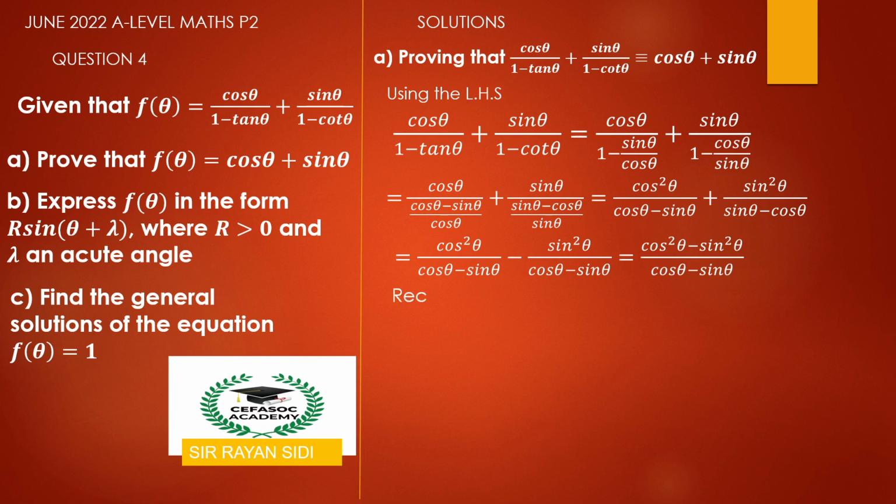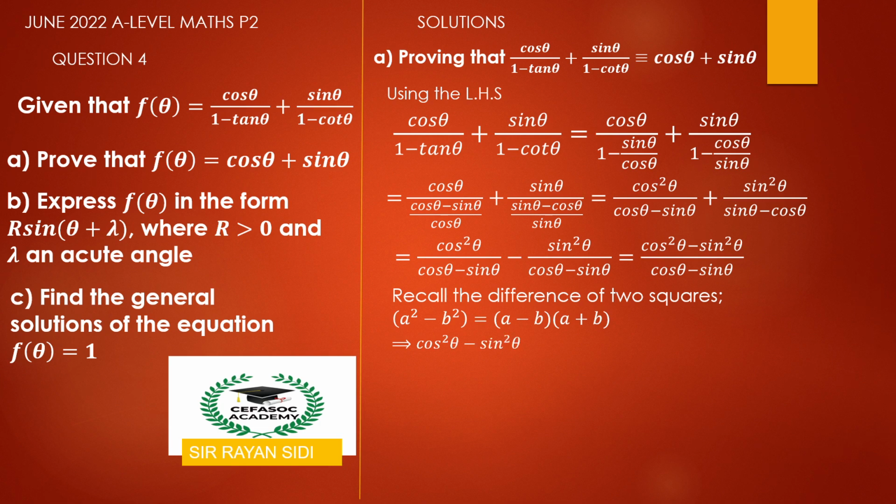From there, you recall the difference of two squares. The difference of two squares says that a squared minus b squared is equal to a minus b all into a plus b. So if you consider cos theta to be a and sin theta to be b, you have that cos square theta minus sin square theta, which is the difference of two squares in question, is equal to cos theta minus sin theta all into cos theta plus sin theta.